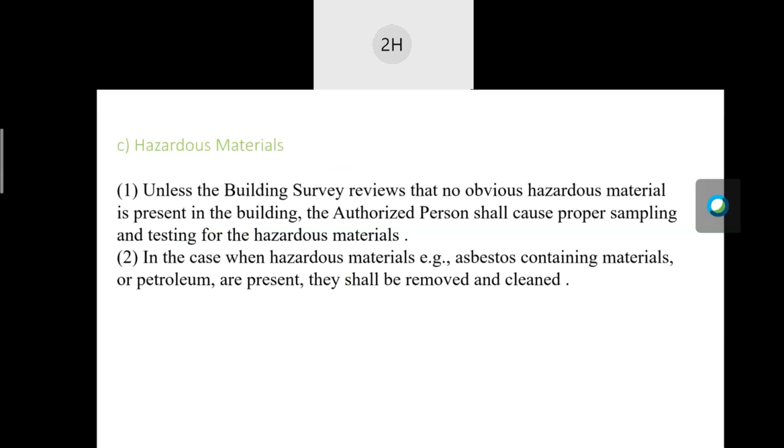Hazardous material. Unless the building survey reveals that no obvious hazardous material is present in the building, the authorized person shall cause proper sampling and testing for the hazardous material. In the case when hazardous material, for example asbestos containing materials or petroleum, is present, it shall be removed and cleaned. Next slide.